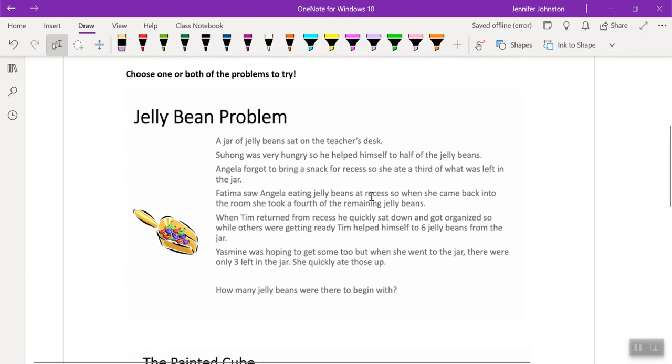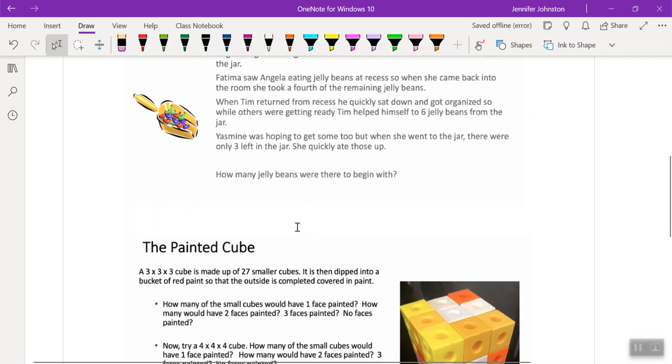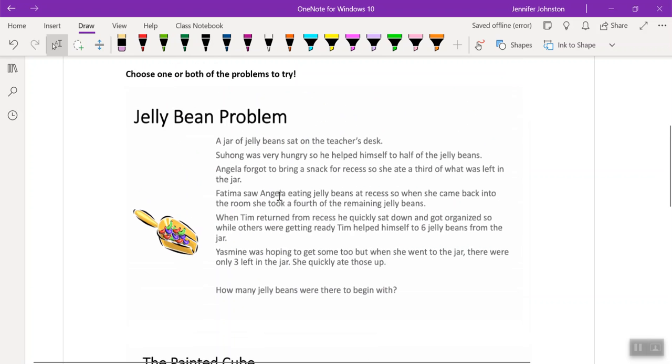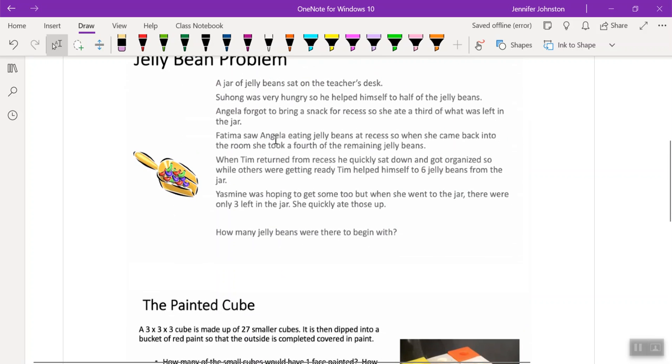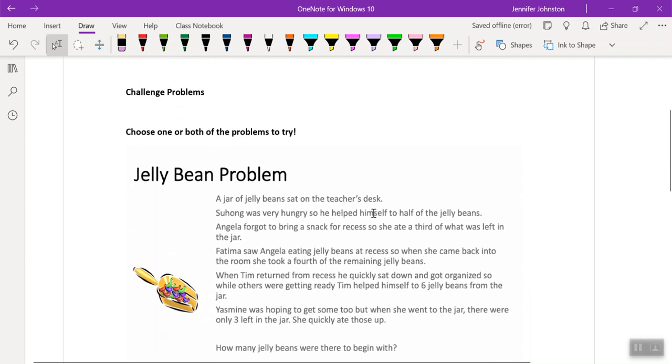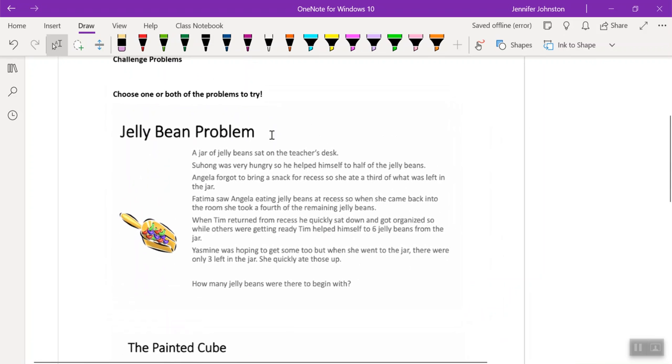Definitely try the jelly bean problem first. It's a little bit easier than the painted cube. The painted cube is a really good, tough challenge problem. If you want to do both, that's even better. That would be like your level 4. If you're going to do one, then you're at level 3. But you're definitely trying one or both of these problems.